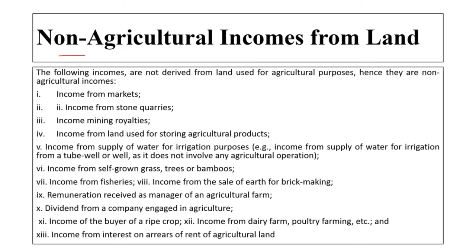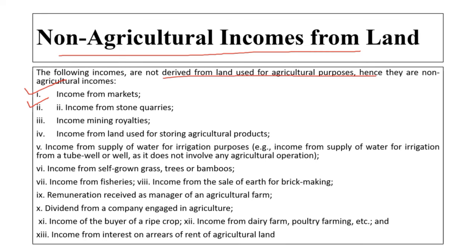Some non-agriculture incomes from lands are the following: these incomes are not derived from land used for agriculture purposes and hence they are treated as non-agriculture income. The first point is income from markets. It is a non-agriculture income. Then income from stone quarries will be treated as non-agriculture income.